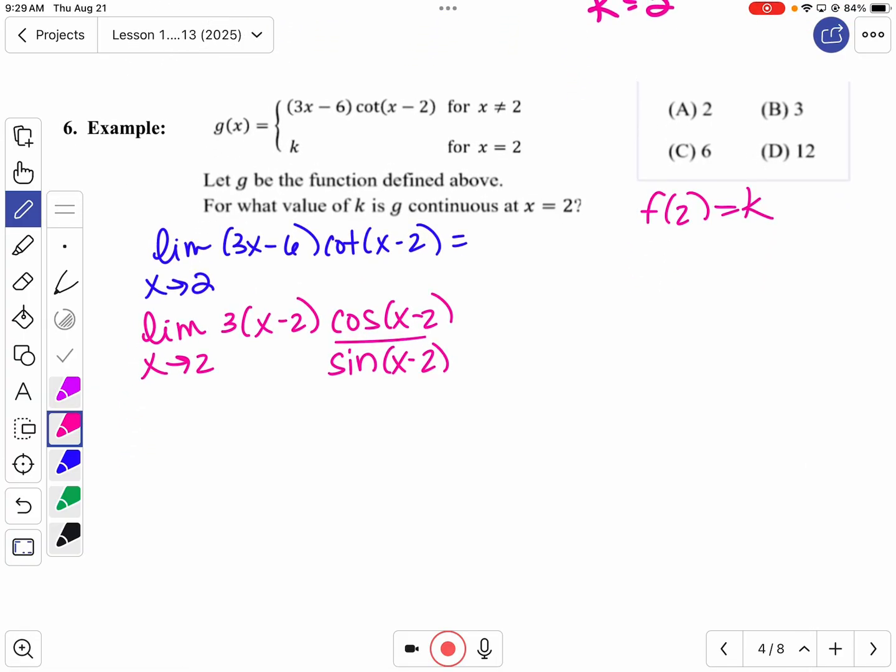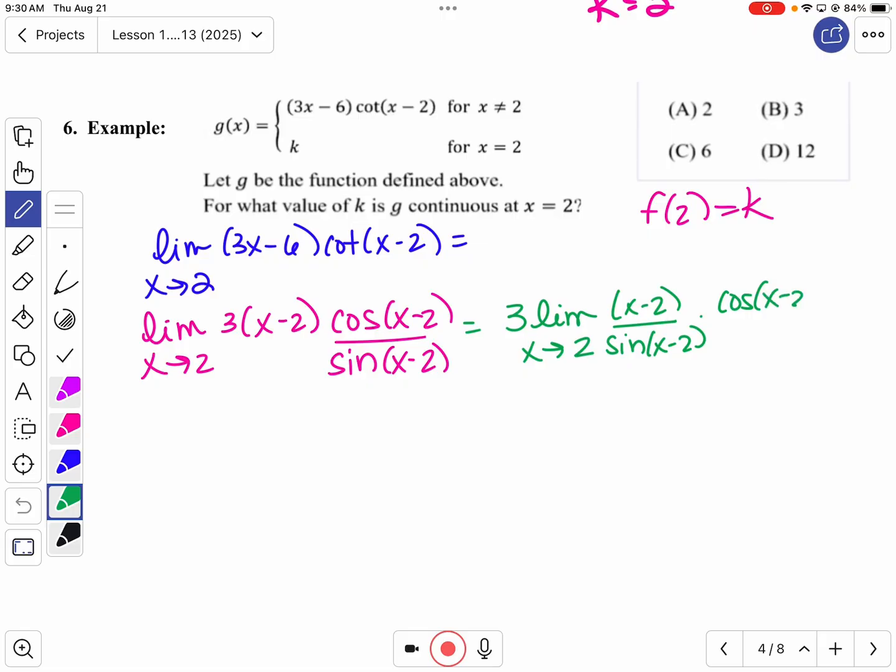Now, one thing I noticed is that extra 3 is not really needed inside anywhere. So I'm going to pull it out in front. That's one of our things that we get to do with limits. I can pull that constant of 3 out in front. And I noticed that it leaves me with x minus 2 and cosine of (x minus 2) and then a sine of (x minus 2). So I'm just going to rearrange that order just a little bit. Okay, so I just rearranged it a smidge.